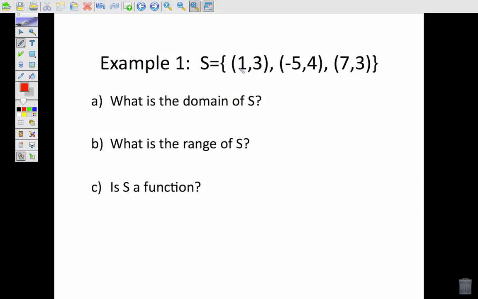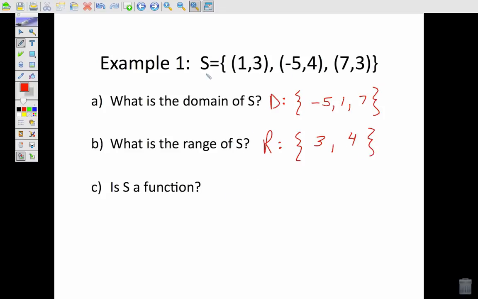All right, here's our ordered pairs, or our set, our relation. So if we're asked to find the domain of that, the domain is just the x's. So we're just going to list the x's. And we typically will list them in order from least to greatest, -5, 1, and 7. That's all you have to do, just list the values that are in the set. Range would be the y values. Again, least to greatest, and you also do not need to repeat any of them. So 3 and 4, those are all the numbers within that set.